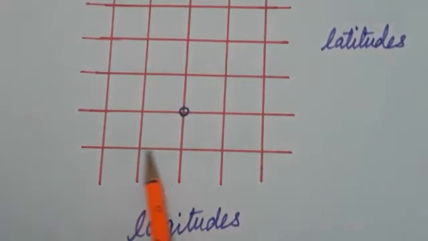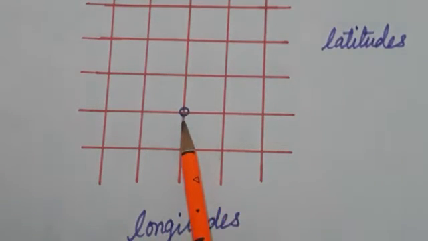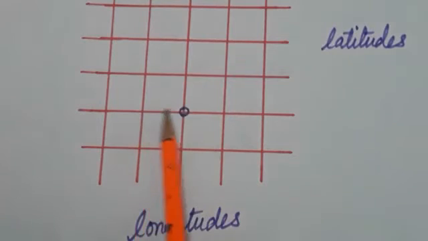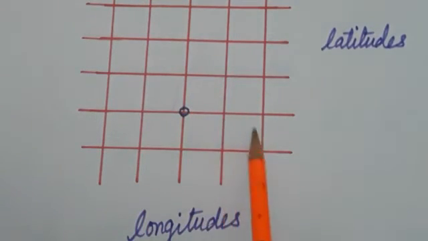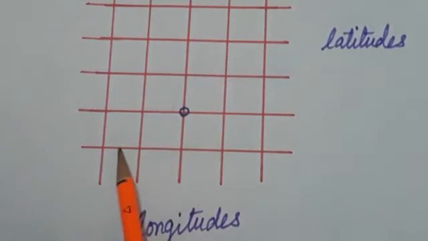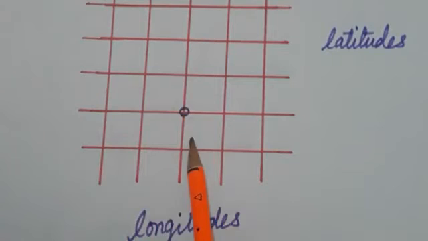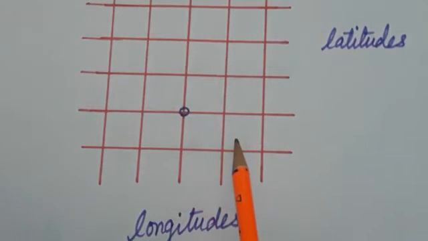longitudes. These latitudes and longitudes meet at 90 degrees, and they form squares. These squares are called grids. What are they called, children? Grids. As I have said already, these grids are helpful to locate any place on the earth.